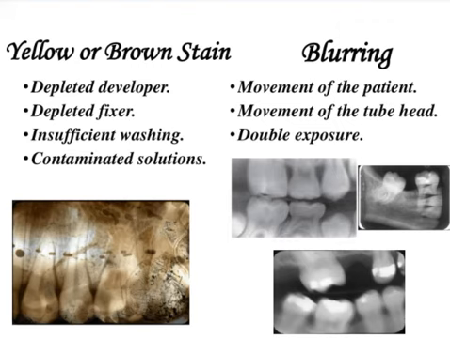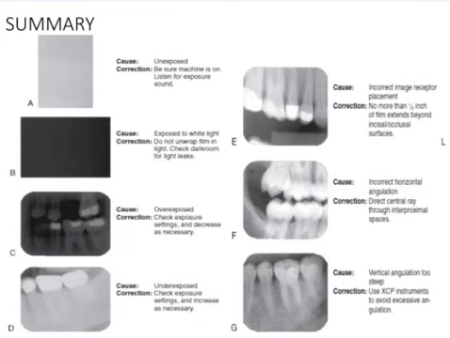Blurring. Movement of the patient, movement of the tube head, X-ray tube head, or a double exposure can result in blurring. So in the case of blurring, you can see that the sharpness of the image of the structures is lost. Movement of the patient, double exposure, and movement of the tube head. Okay, so these are the examples of blurring.